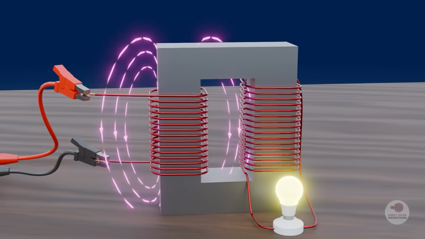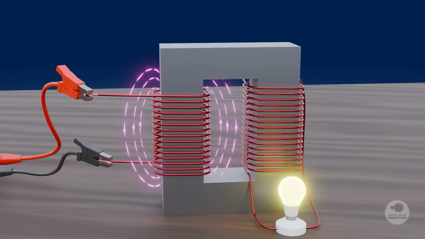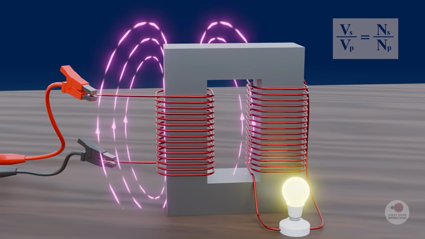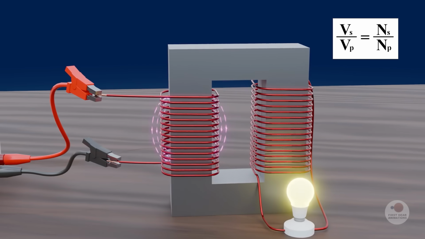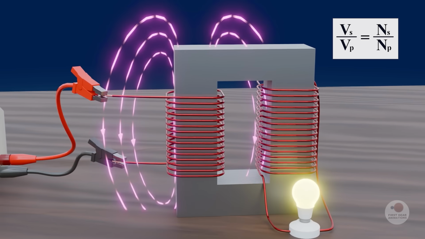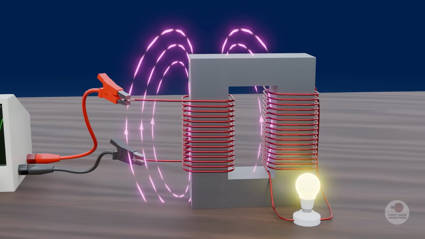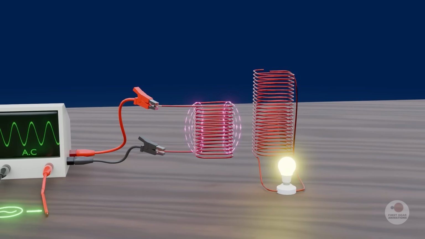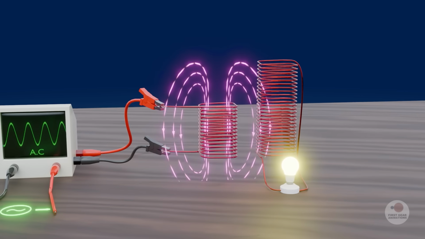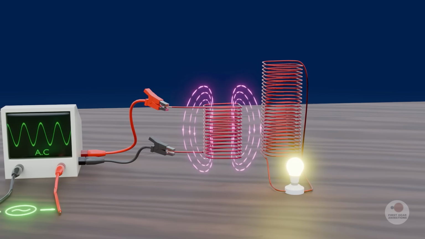The EMF induced in the secondary winding is related to the number of turns in the coil. So we can actually control the output by varying the number of turns in the secondary winding. To step up the output voltage, we use more turns on the secondary winding. To step down, we use fewer turns on the secondary winding.